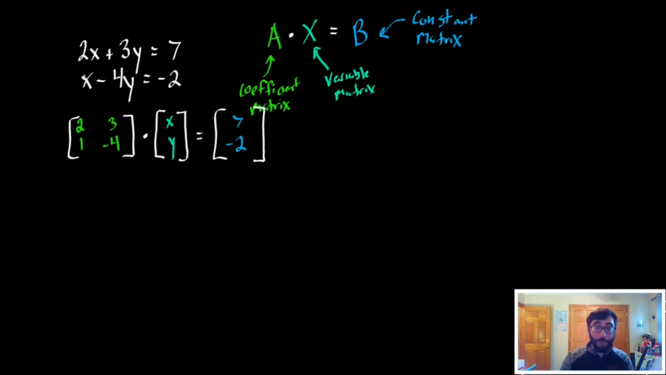Now, just like what we did before when we had 2x is equal to 6, we multiplied by the multiplicative inverse. So what we're going to actually do, let me go ahead and rewrite this.